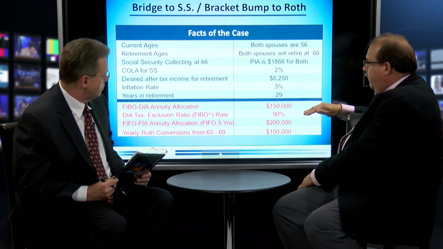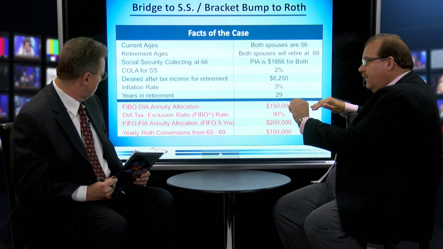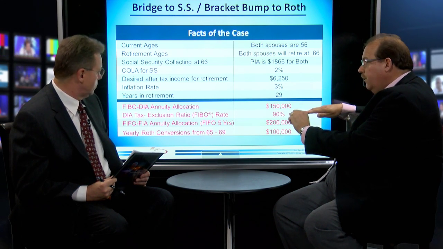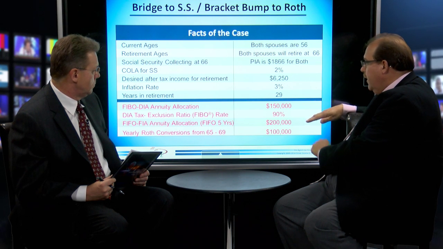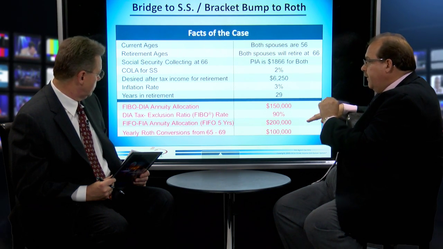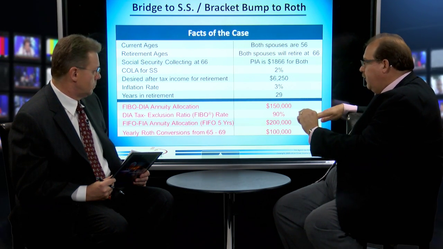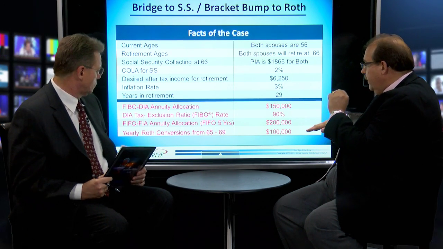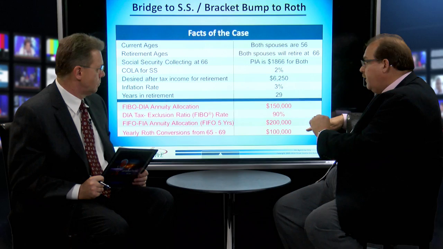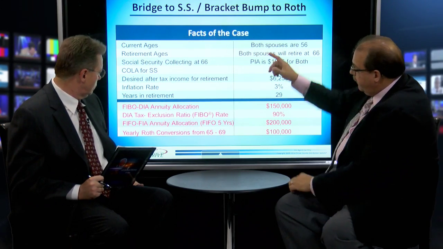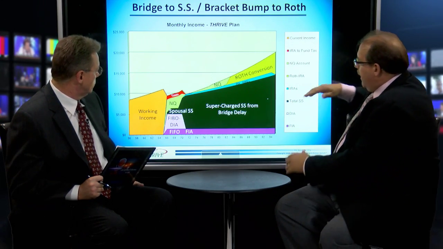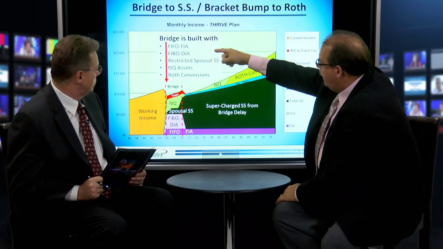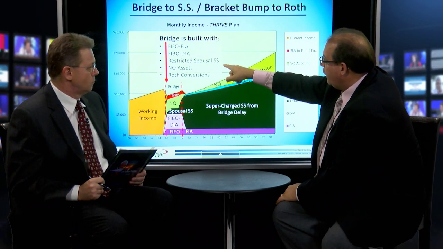So we're going to allocate $150,000 to the DIA that gets the FIBO tax treatment, and the exclusion ratio on that contract is going to be 90%. We're going to put $200,000 in the FIA that gets the FIFO tax treatment for the first 5 years, and you're going to see that we're going to have yearly Roth conversions from 65 to 69 of $100,000 a year. And I want you to see now what we're going to do is create this Social Security bridge using the FIFO FIA, the FIBO DIA, and the restricted spouse Social Security filing.